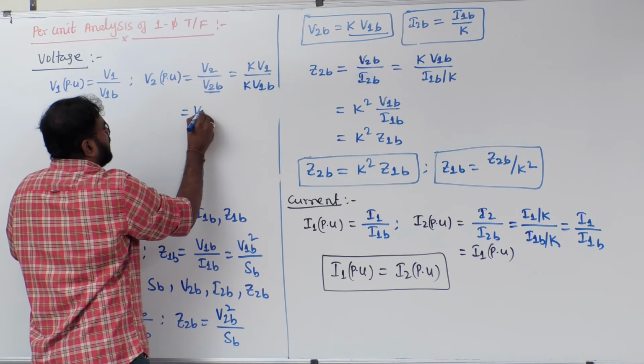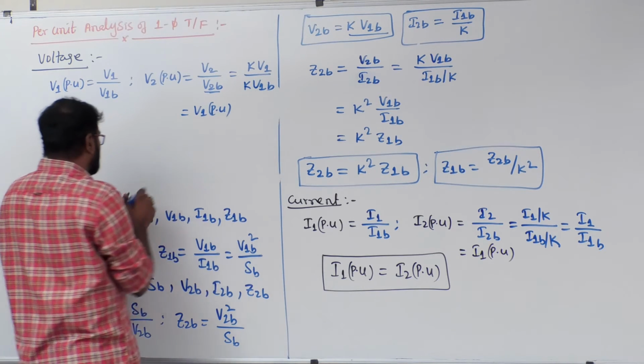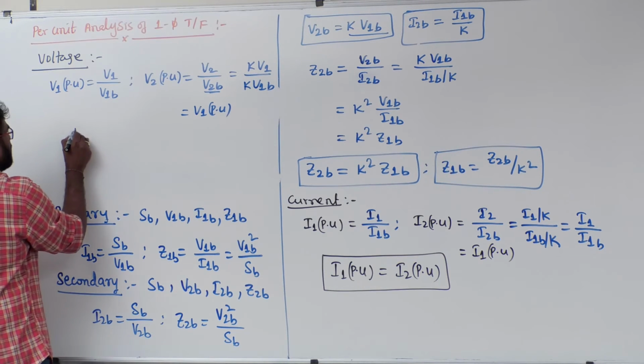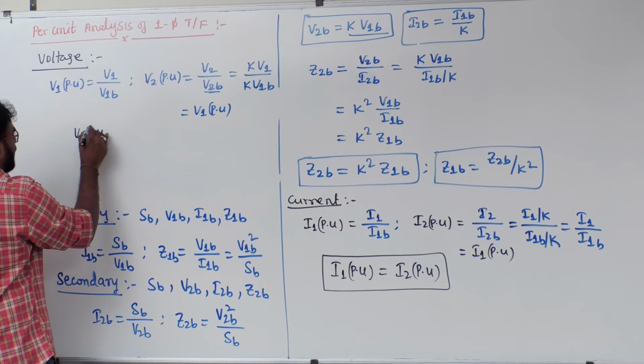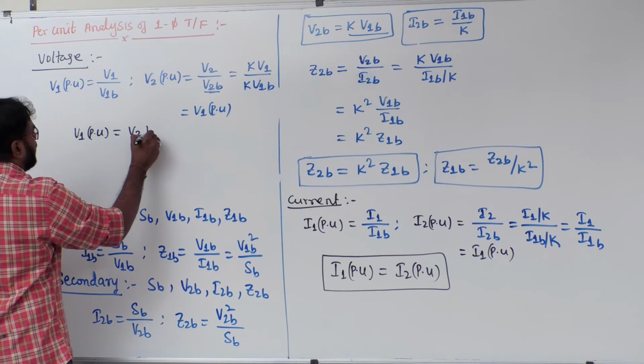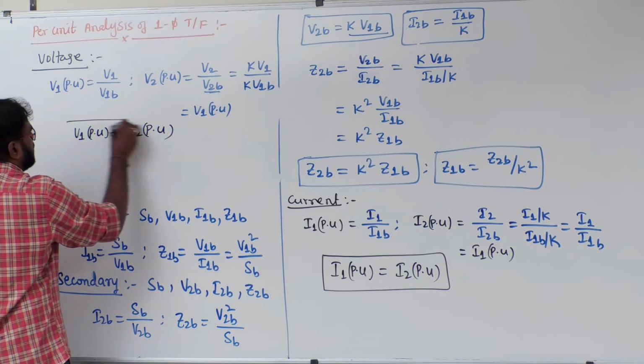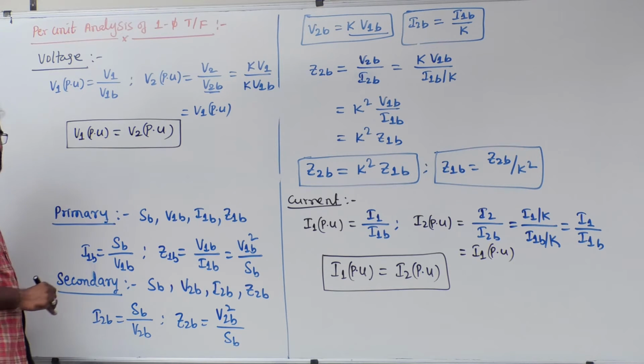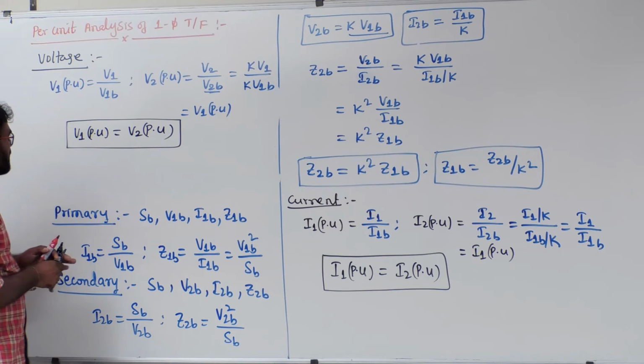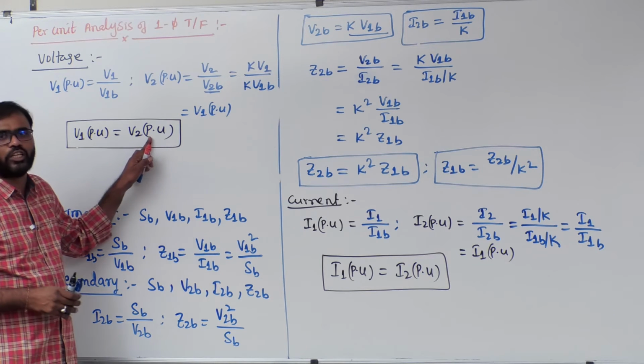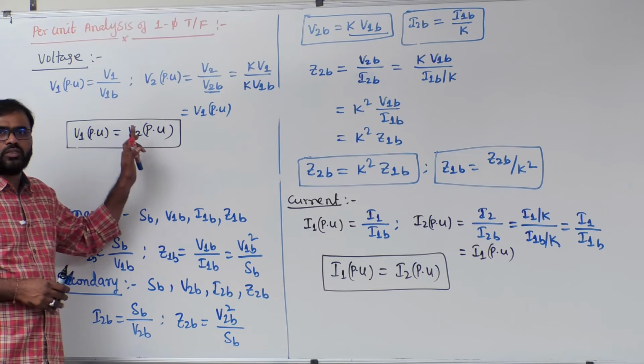V1 by V1 base is nothing but V1 per unit. That means for a single phase transformer, the voltage in the primary in per unit form equals the voltage in the secondary in per unit form. This is also a very important relation. That means the primary voltage in per unit and secondary voltage in per unit are always the same.